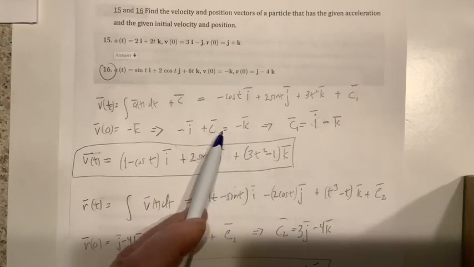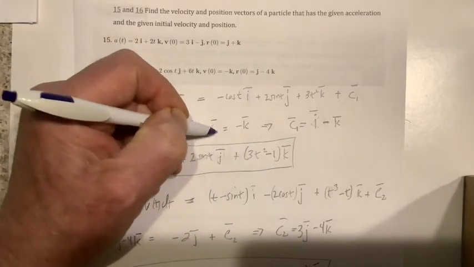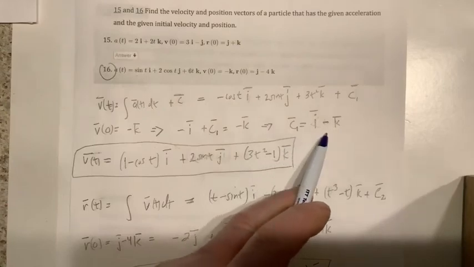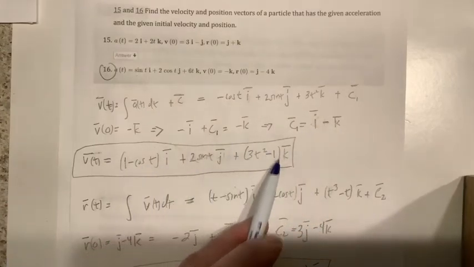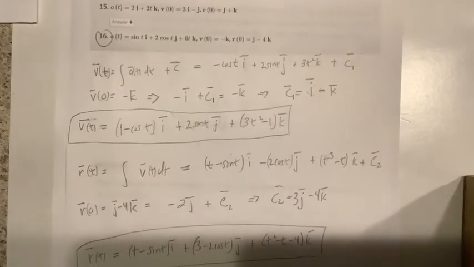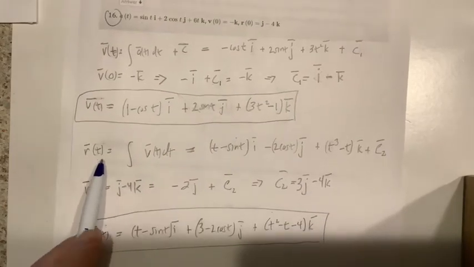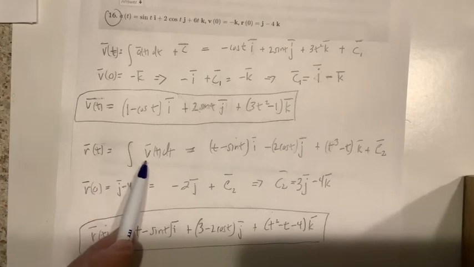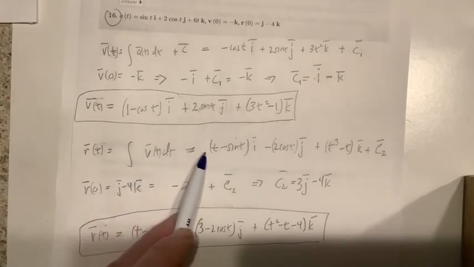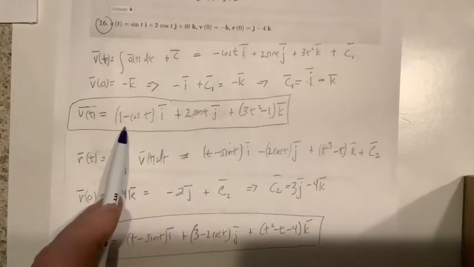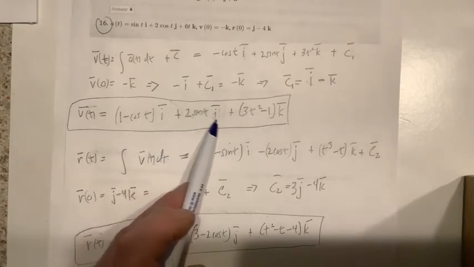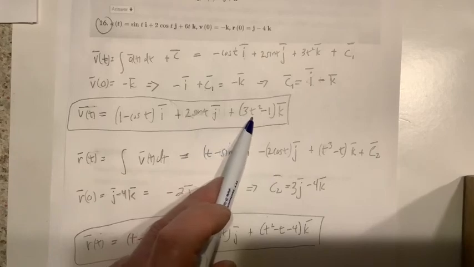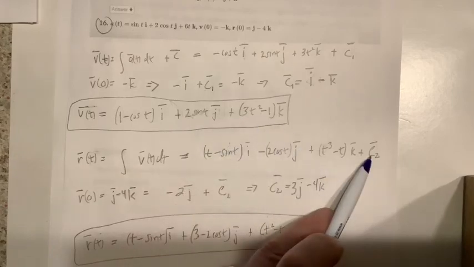So what is this constant c1 vector? c1 has to be i minus k. So you're going to add a 1 onto the i vector, and you're going to subtract 1 from the k vector. Here we go. Now let's go again. So the position vector is the integral of the velocity vector. When you integrate this, you get t minus sine t i minus 2 cosine t j plus t cubed minus t k plus some other constant vector c2.